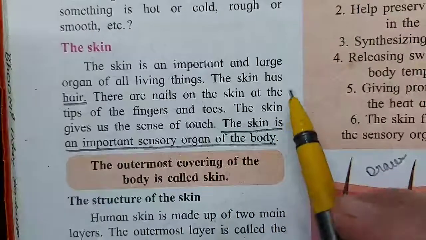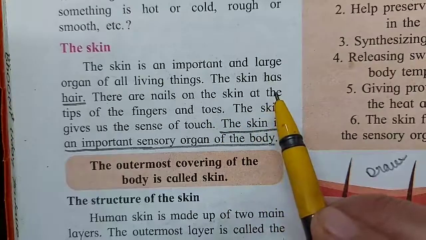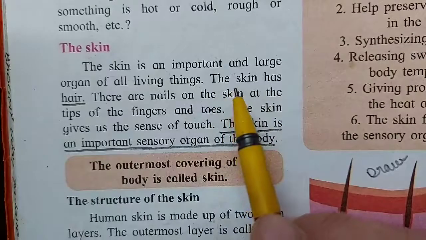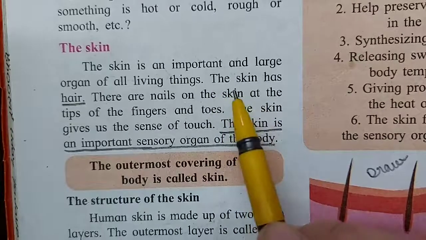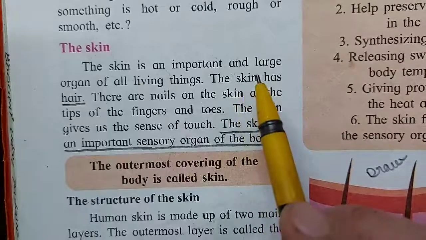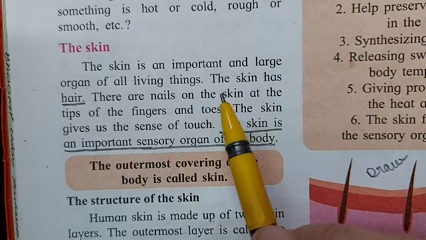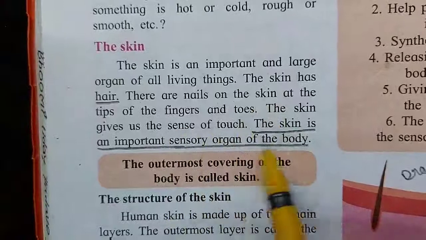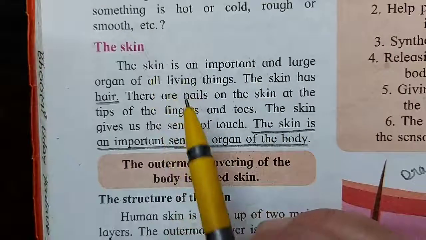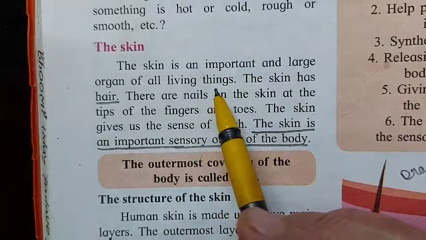How is it a large organ? Because it covers our full body. Now this is the skin which covers our internal organs. The internal organs are protected by the cavities, that is the rib cage, the skull. The bones are covered with flesh, that is the muscles. Correct? Now these things all are covered with the skin. So it is an important and a large organ of all the living things.